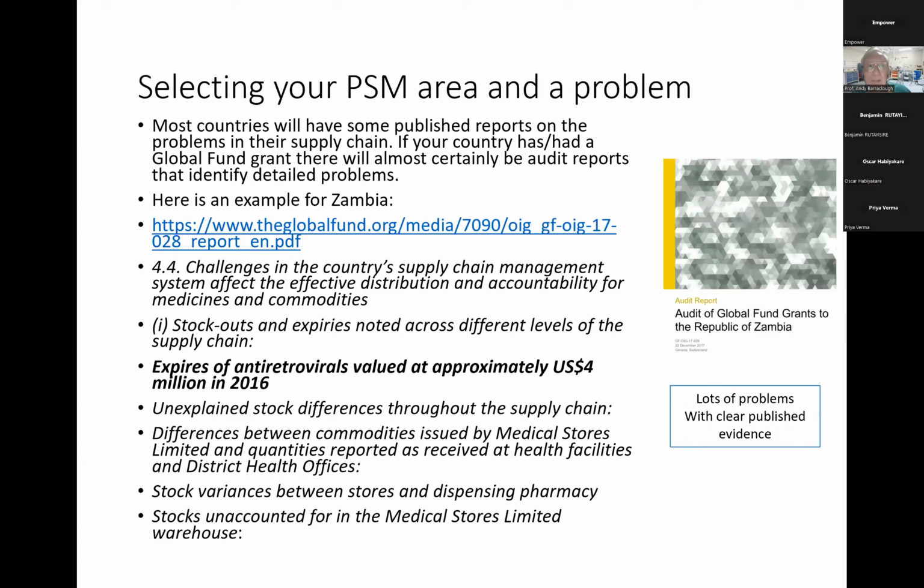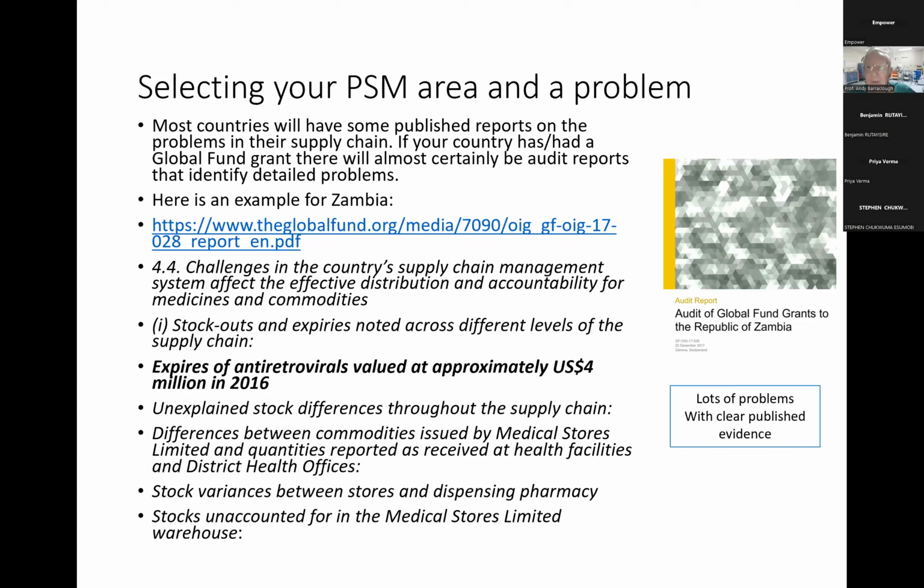Selecting your PSM area and a problem. Now, most countries have got published reports. If your country has a Global Fund grant, it absolutely certainly has many published reports all about the problems. Here is an example from Zambia. There's a whole list of problems, but in this list it says expiry of antiretrovirals, $4 million. Now, you shouldn't be having expiry of ARVs, and certainly not at that level. So that's a problem. And it's relatively easy to address expiry of medicine.